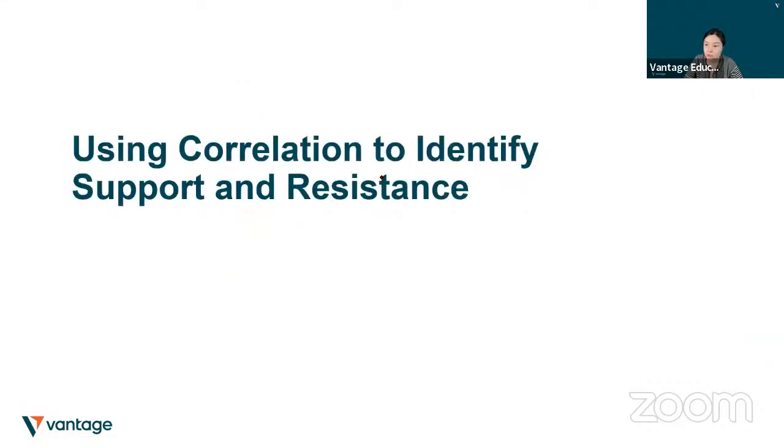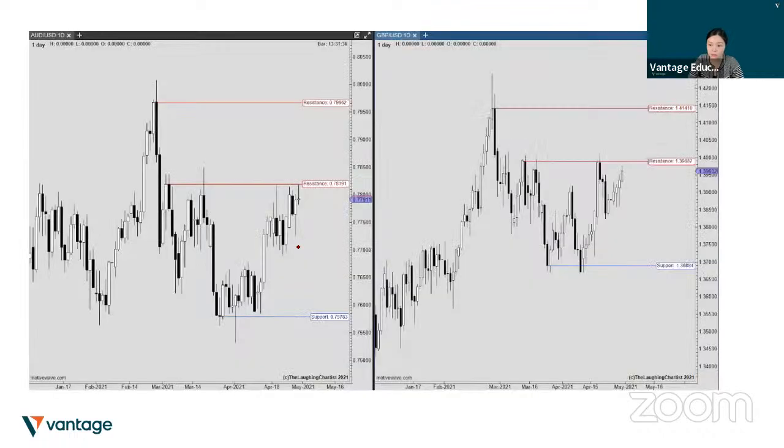So, using correlation to identify support and resistance. Most traders will be able to identify a support and resistance, right? So how do we actually use correlation to identify them? For example, we are taking a look at our AUD USD and my GBP USD. Now, can you see a similarity between both of the charts? They move quite similarly, but not identical. So I wouldn't say they are very, very strongly correlated, but the overall chart movement is similar.